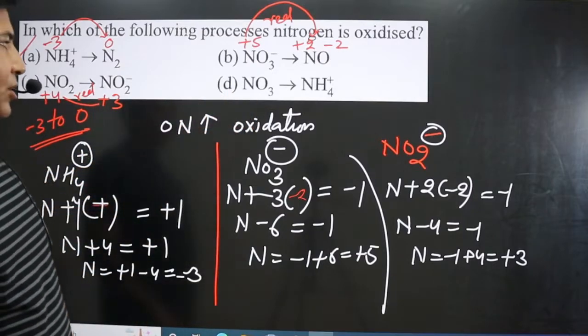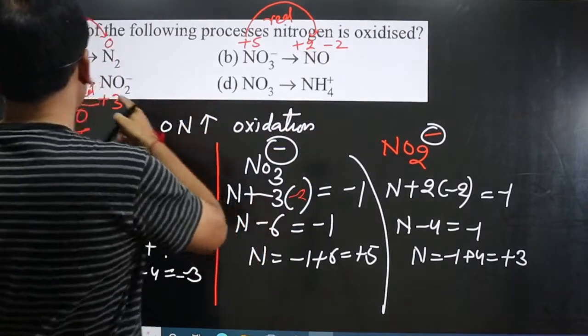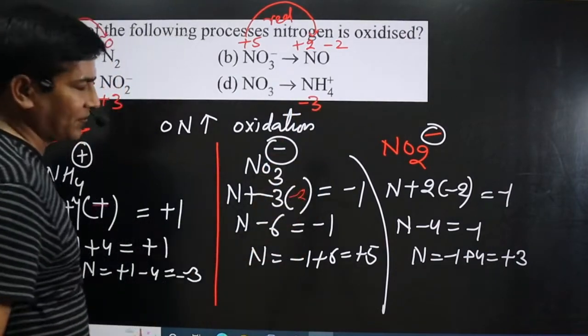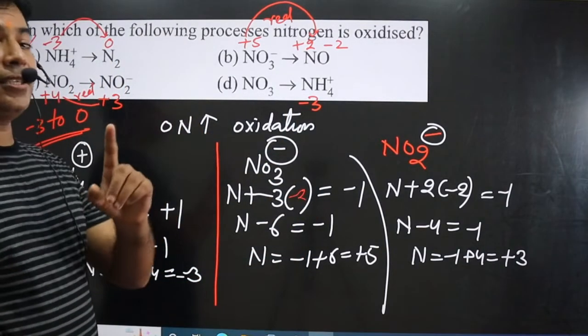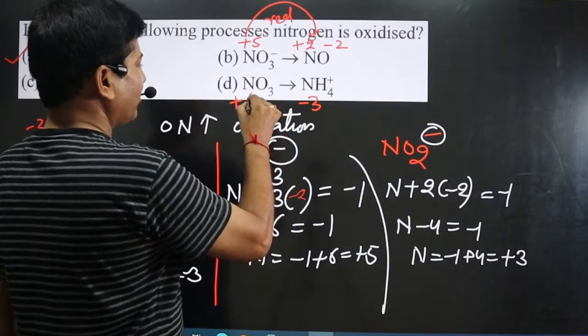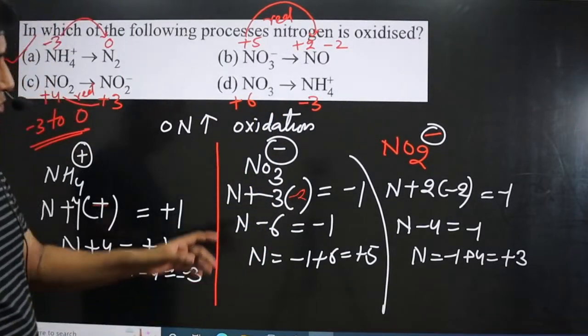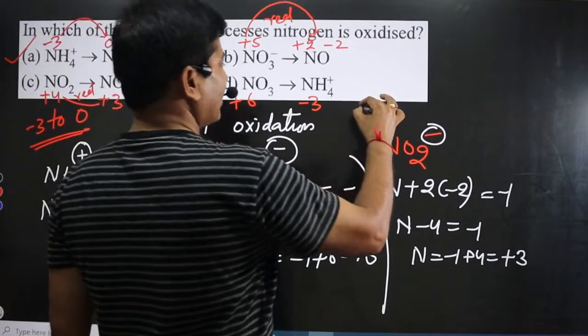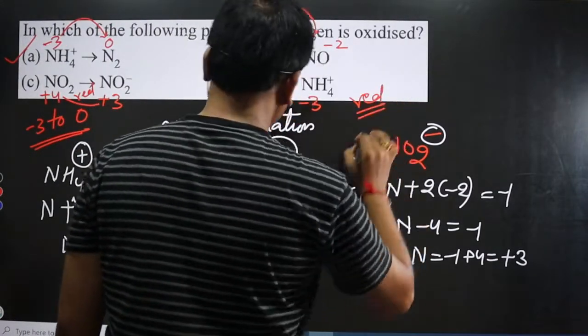Now we talk about the last one. In ammonium ion, we have already calculated nitrogen is present in -3 oxidation number. Okay. NO3, each oxygen is -2. Then 3 times 2 is 6. Nitrogen will be present in +6 oxidation number. If you compare, there is a decrease in oxidation number, and decrease in oxidation number is always reduction reaction.